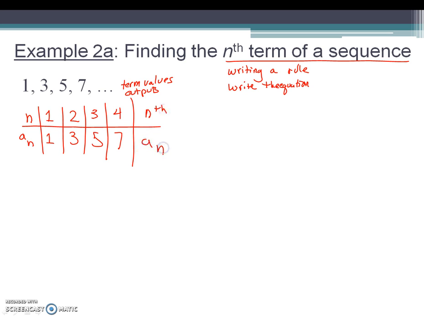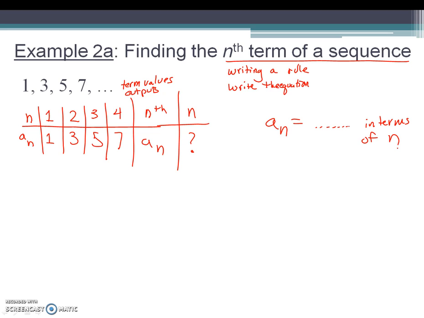is a sub n. So what we want to write is, at the end of the day, we want to be able to plug a value of n in and generate that sequence. So we're going to write a sub n equals something in terms of n. And in this particular case, we're just going to feel our way through it. As we go on into later sections in this chapter, we're going to come up with specific ways to do this. But right now, we're just going to feel our way through it.